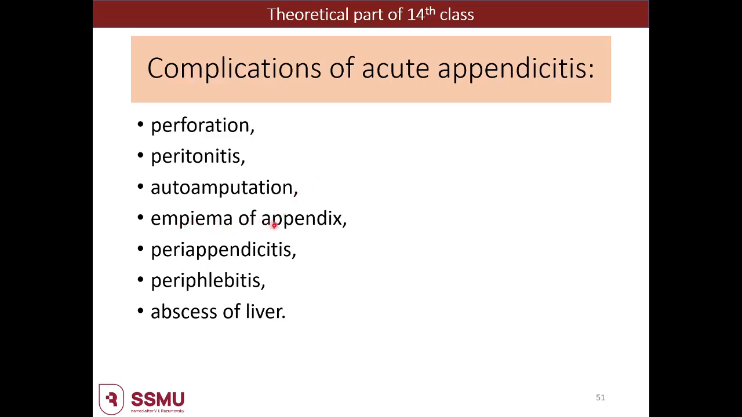Empyema of the appendix. Empyema of the appendix is a really strong suppurative inflammation. Periappendicitis is development of a reactive type of inflammatory reaction, and we may see periappendicitis reaction in case of formation of chronic type of appendicitis. Periphlebitis and abscesses of the liver. One of the most important of them is abscesses of the liver, because it's associated with microbial emboli in the liver and development of abscess. And the abscess may be intra-liver and also under it.